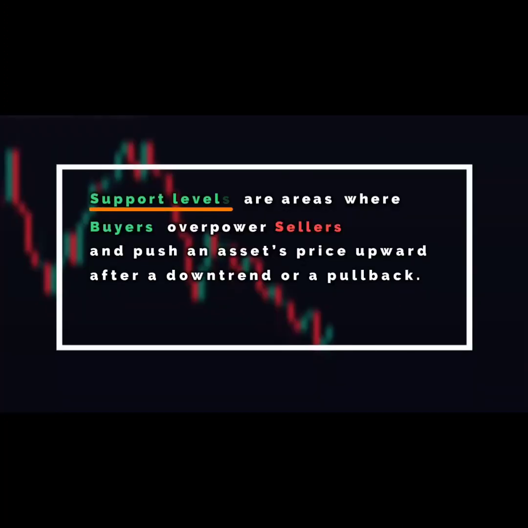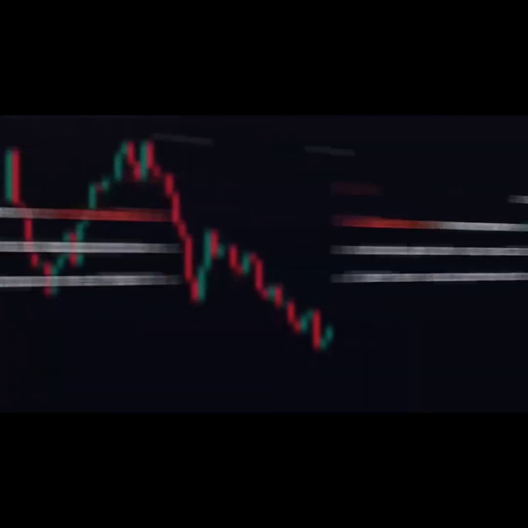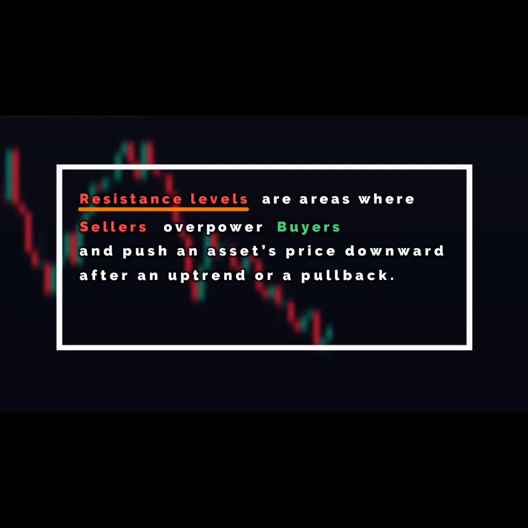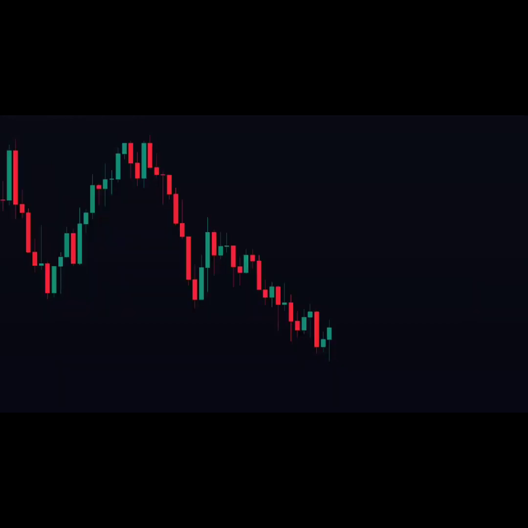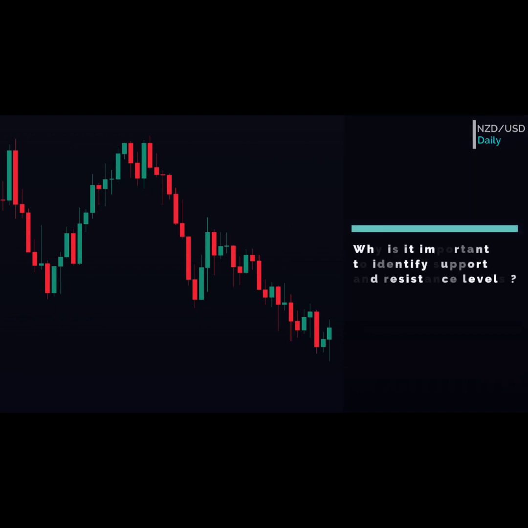Support levels are areas where buyers overpower sellers and push the price upward in a downtrend or after a pullback in an uptrend. Resistance levels are the opposite, where sellers overpower buyers and push the price downward in an uptrend or after a pullback in a downtrend. Now guys, tell me, why is it important to properly identify support and resistance levels?